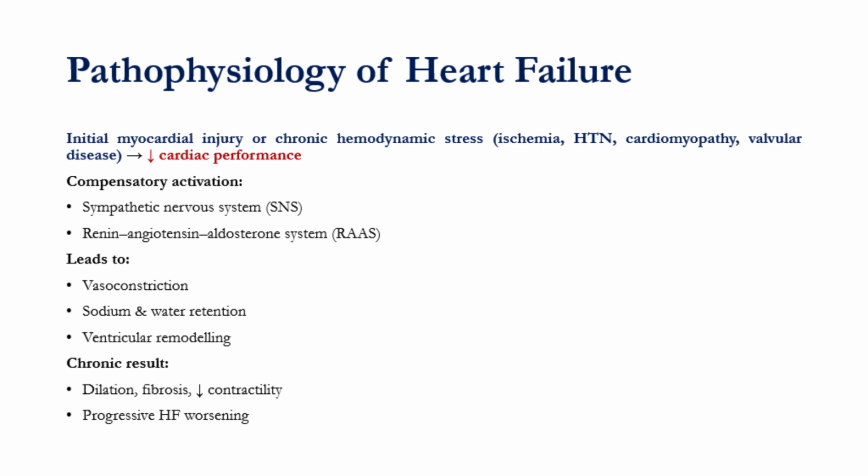Heart failure typically begins with an initial cardiac insult, such as myocardial infarction, chronic hypertension, or cardiomyopathy. This reduces cardiac performance and triggers compensatory neurohormonal activation. The sympathetic nervous system increases heart rate and contractility, while activation of the RAS pathway promotes vasoconstriction and sodium retention. Although these responses temporarily maintain perfusion, chronic activation becomes maladaptive. Over time, ventricular dilation, fibrosis, and progressive remodeling develop, leading to worsening systolic and diastolic dysfunction.